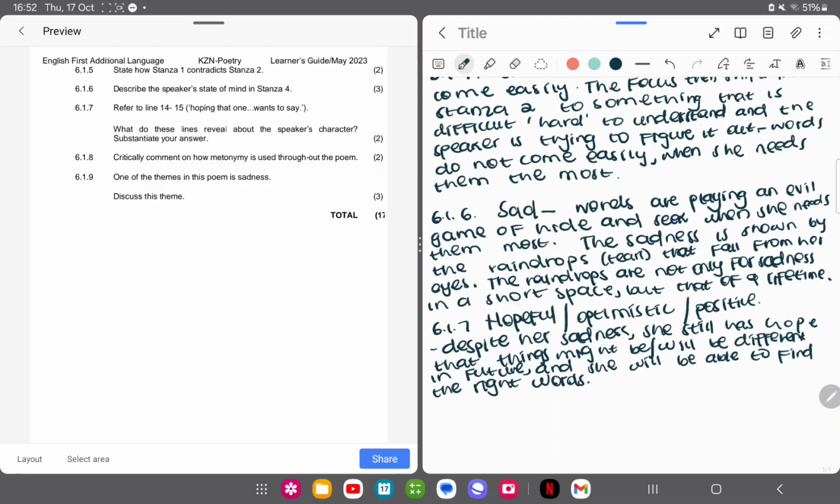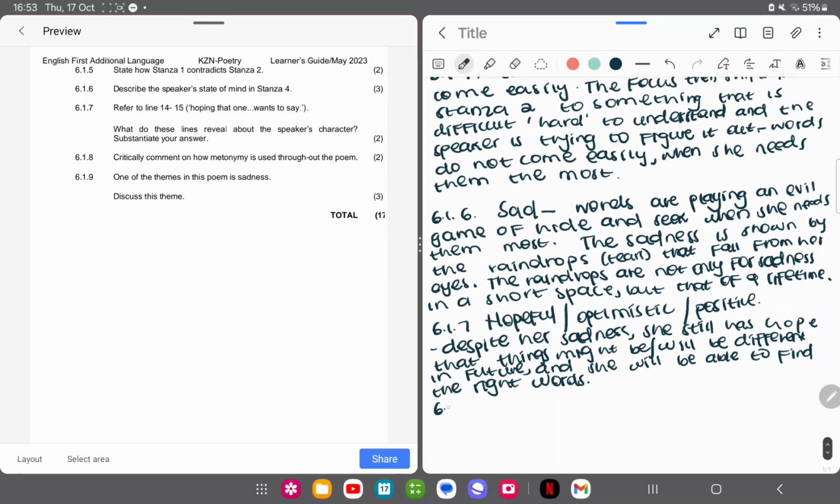Yes, the reason for her sadness is that she is unable to find the words to use whenever she wants to express. But despite that sadness of being unable to express herself, she still has that hope that things will be different in future and she'll be able to explain herself. She'll be able to utilize or find words that will best match what she wants to say.